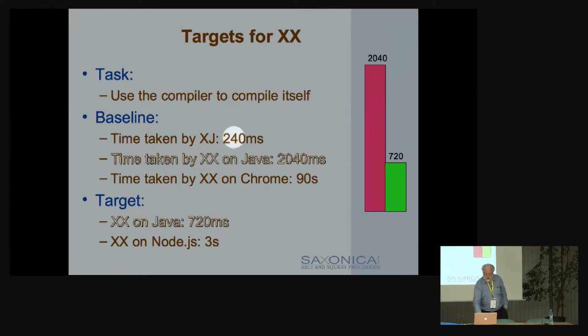So what was the baseline? The baseline was that compiling the compiler using XJ took 240 milliseconds. Compiling it using itself on the Java platform took about 8 times that much, 2,040 milliseconds. Compiling it using the JavaScript engine on Chrome took 90 seconds.